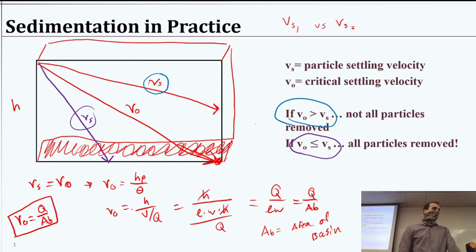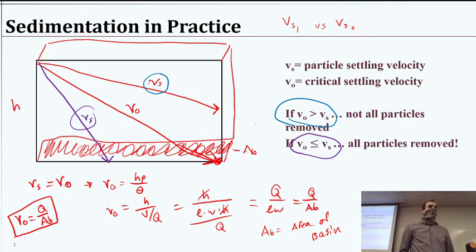That volume term, we can say, is the same as the length times the width times the height. The heights cancel. We're left with the length times the width, or the area of the basin here. And from there, we can simplify and say our V0 is equal to the flow rate divided by length times width, which is flow rate divided by the area of the basin. So that gives us a simple term to know exactly what our critical settling velocity is based on the design parameters of the reactor.